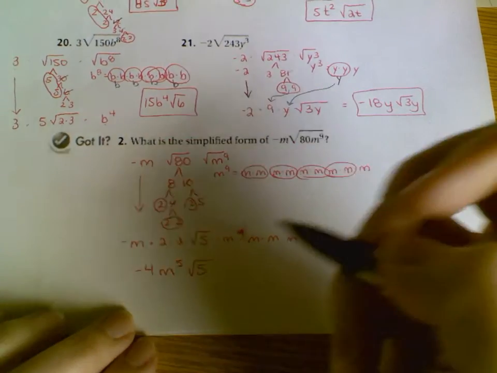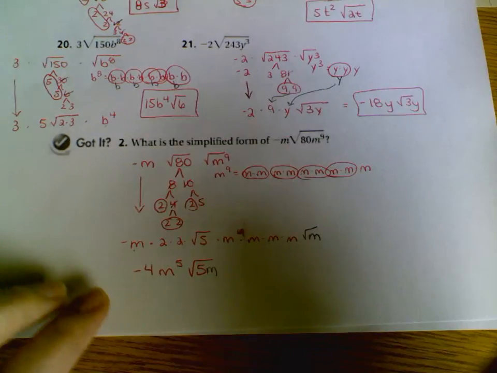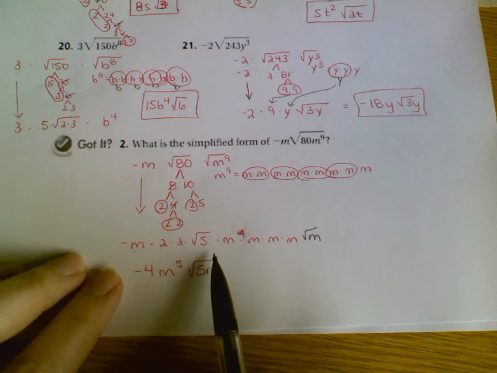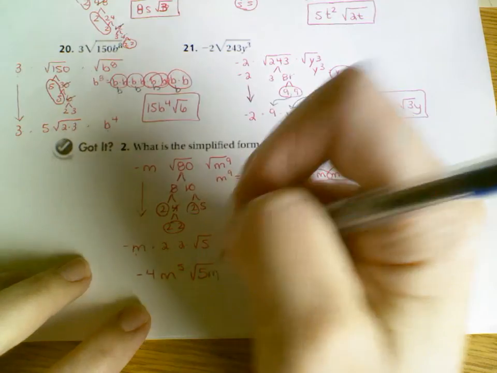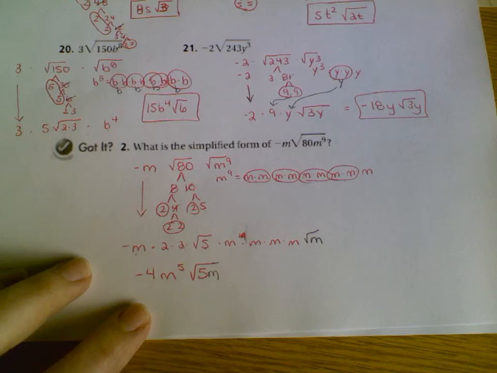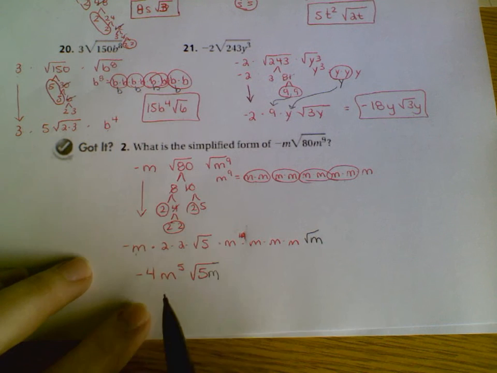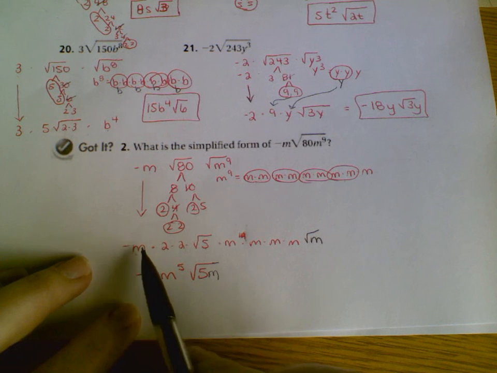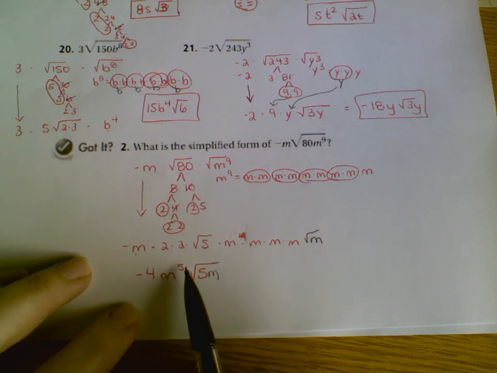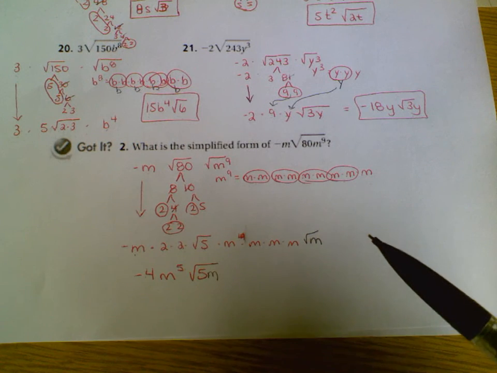So then I condensed it down and multiplied all of the things with radicals. So square root of 5 and square root of m would become square root of 5m together underneath that radical sign. Times my whole numbers, so 2 times 2 is 4 with this negative put in front. And then combine my m. So I had 1, 2, 3, 4, 5, so I have m to the 5th for my final.